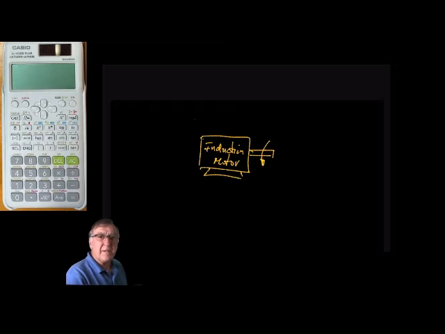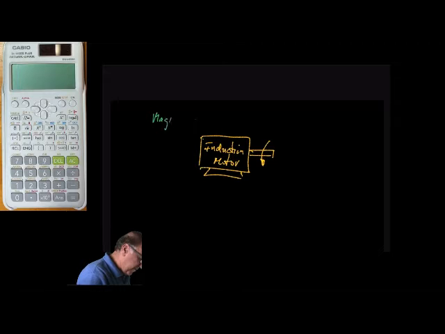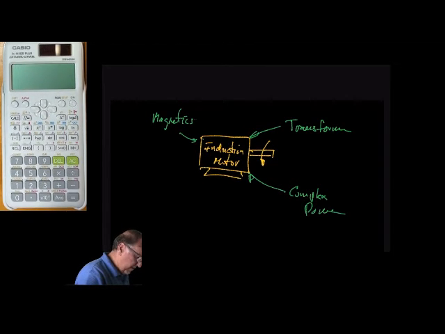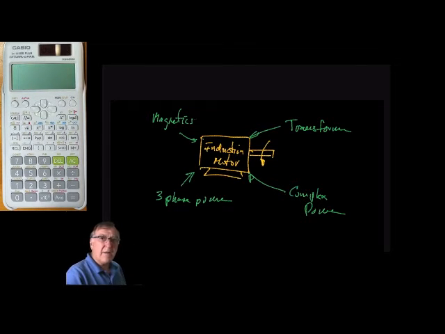An induction motor has many things going on. We have magnetics. It's a transformer. We have complex power, which we'll talk about later. And also three-phase power. So we need to explore how an induction motor operates. So let's first talk about magnetism.